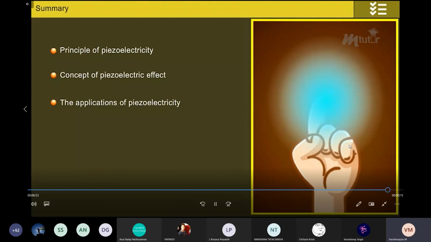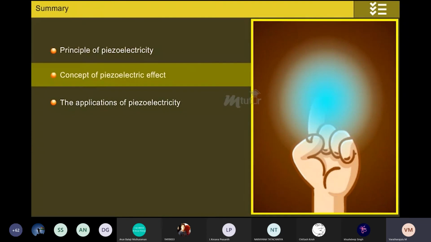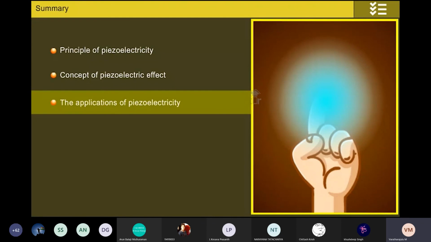Summary. This brings us to the end of the lesson. In this lesson, you have learnt about the principle of piezoelectricity, the concept of piezoelectric effect, and the applications of piezoelectricity.